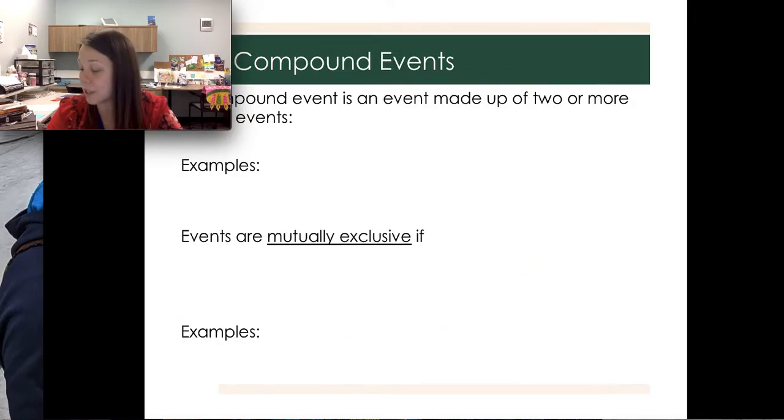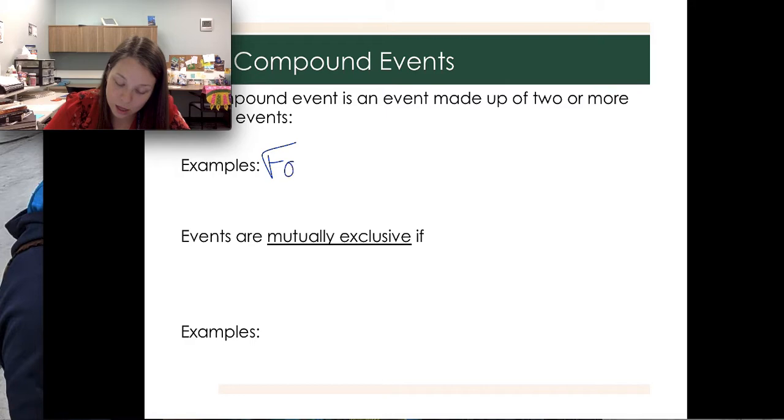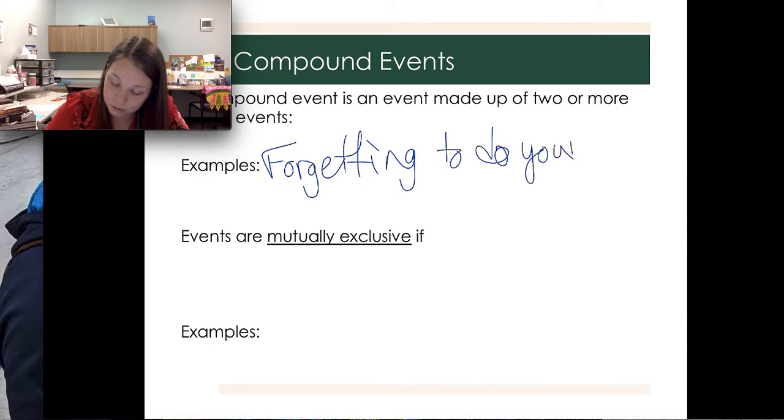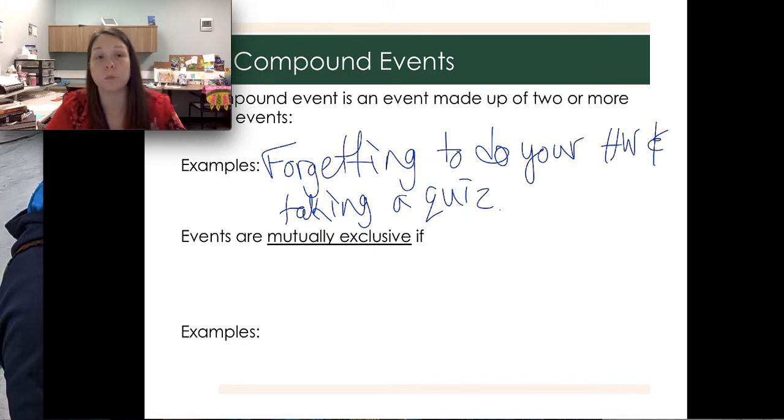So compound events. What is a compound event? It's an event that is made up of two or more simple events. So, for example, you could have something like forgetting to do your homework and taking a quiz. It could be rolling an even number and rolling a 2.